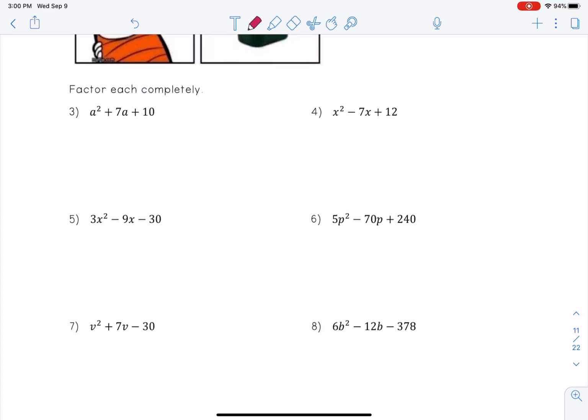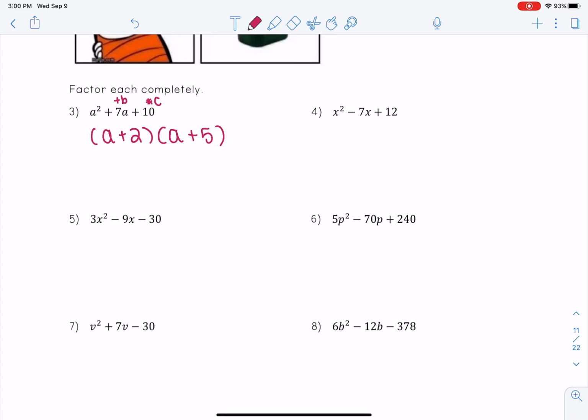Now we get into factoring. So remember, for factoring, we say what multiplies to c and adds to b. So what multiplies to 10 and adds to 7? Well, 2 and 5. So I'm going to write this as a plus 2, a plus 5.